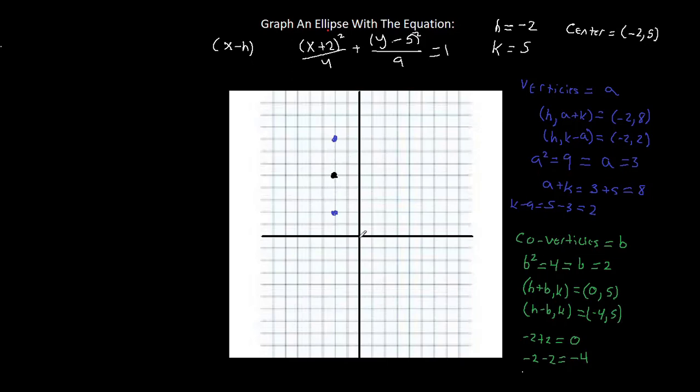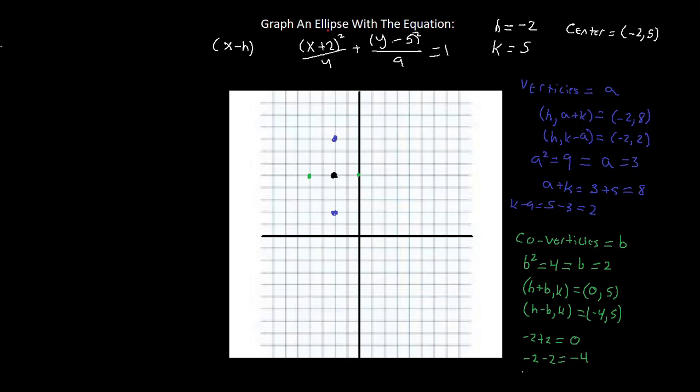So if we go 0, we don't go anywhere on the x-axis, and then we go 5 up, and that point goes right there. And then we go -4, 5. Again, just to gut check, 1, 2, 1, 2. So our center really is the center between the vertices and co-vertices.